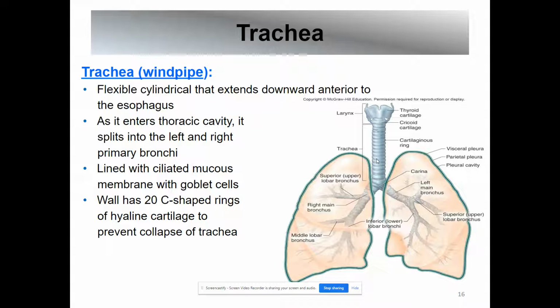The trachea is lined with ciliated mucous membrane and goblet cells. These goblet cells secrete mucus to help protect the trachea and to stop any microorganisms or small particulate from going down there as well. And there are 20 C-shaped rings of hyaline cartilage that also help to prevent the trachea from collapsing. That's a good thing.